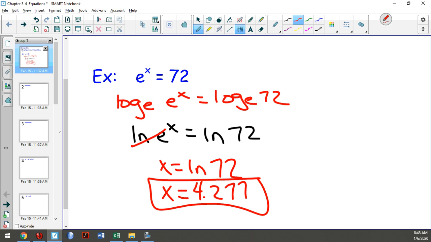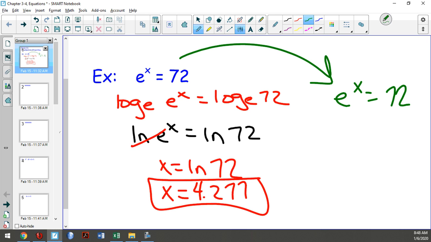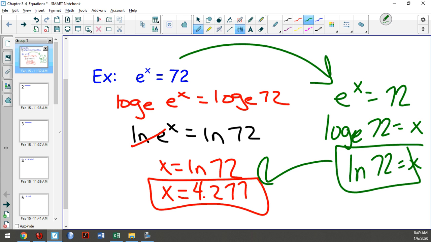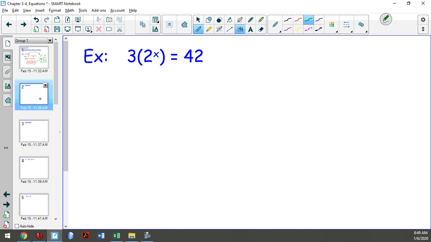Okay, can anybody remember how we wrote this as a natural log before? If I had e to the x is equal to 72, how do we write this as a logarithm? Log base e of 72 is equal to the exponent. So this was the natural log of 72 is equal to x. Isn't that what that was? Remember when you go back and forth between a logarithm and an exponential, you're able to think differently. So that's exactly what you did there. Okay? And I showed you how to solve it. Same exact concept.